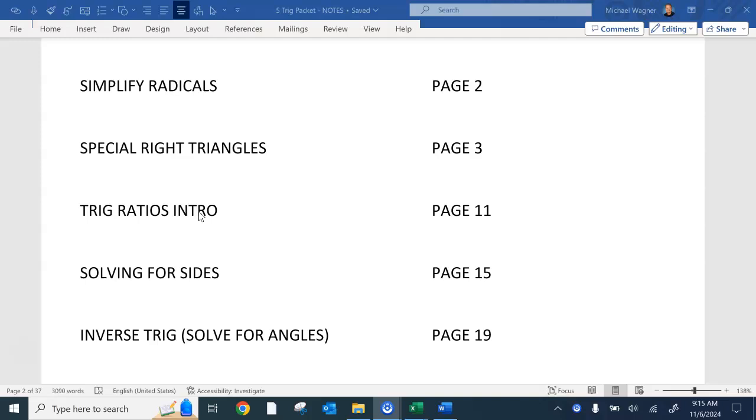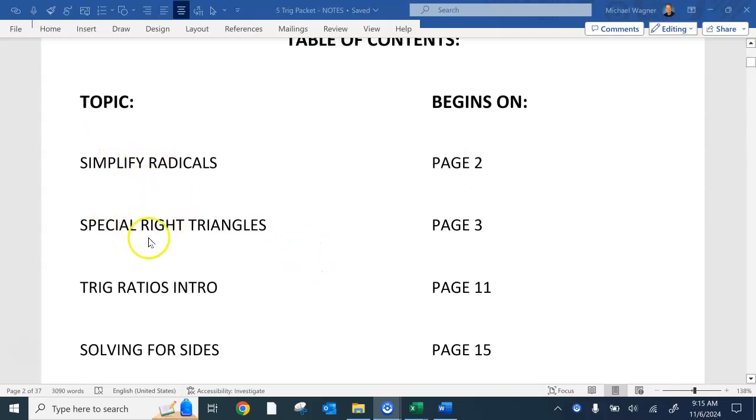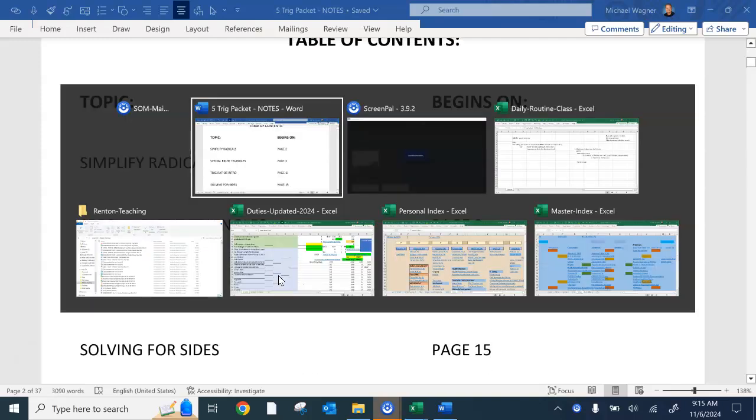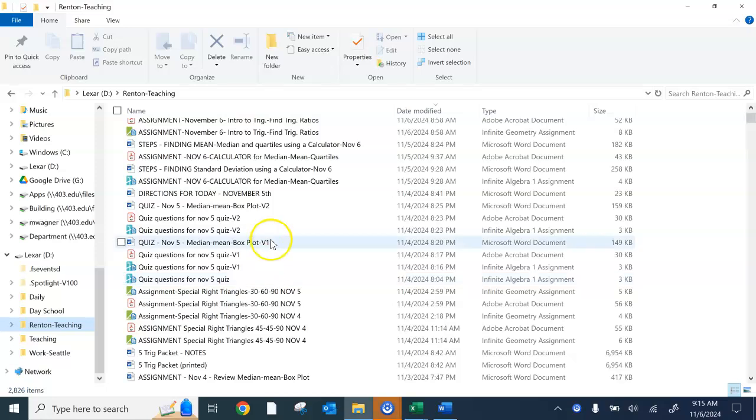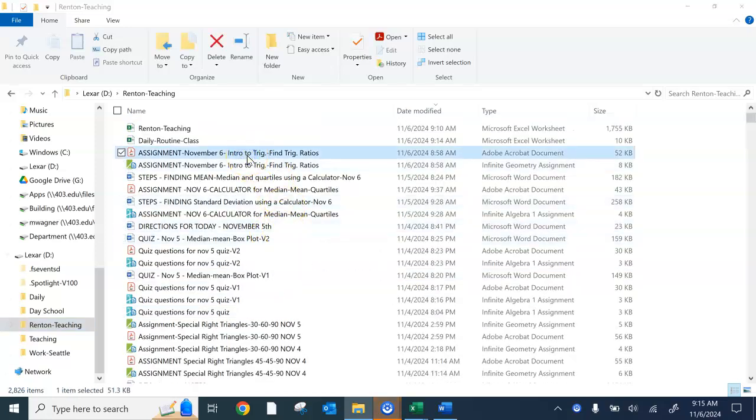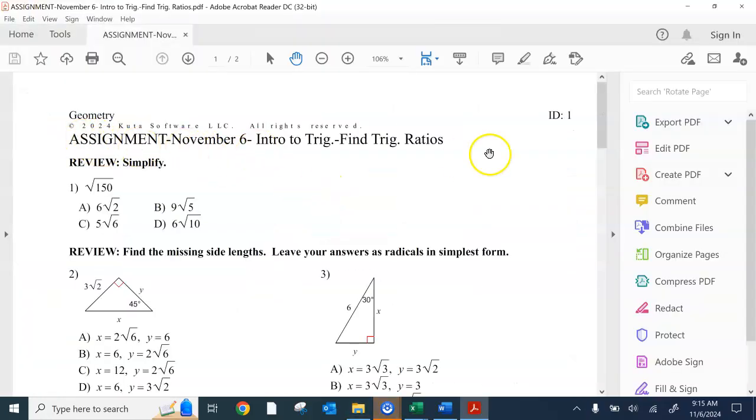But what we're going to do first is review what we've been doing, simplifying radicals and special right triangles. So you should have an assignment. If you don't have it, make sure you go get it. And hold on, let me find it real quick. Let's see, it is right here, okay? So you should have this assignment right here.